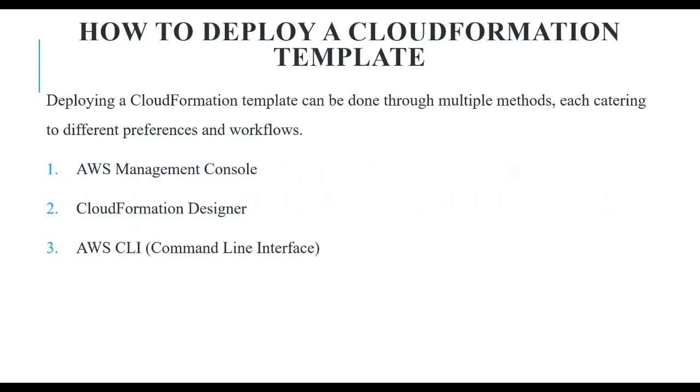The next is how to deploy a CloudFormation template. Deploying a CloudFormation template can be done through multiple methods, each catering to different preferences and workflows. There are mainly three ways to deploy. The first is AWS Management Console, and then CloudFormation Designer, and then AWS CLI, meaning command line interface. So let's see one by one.